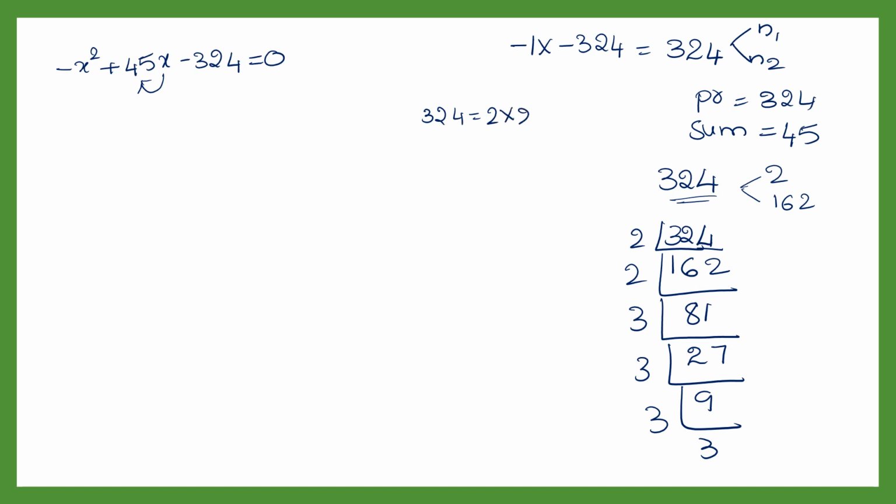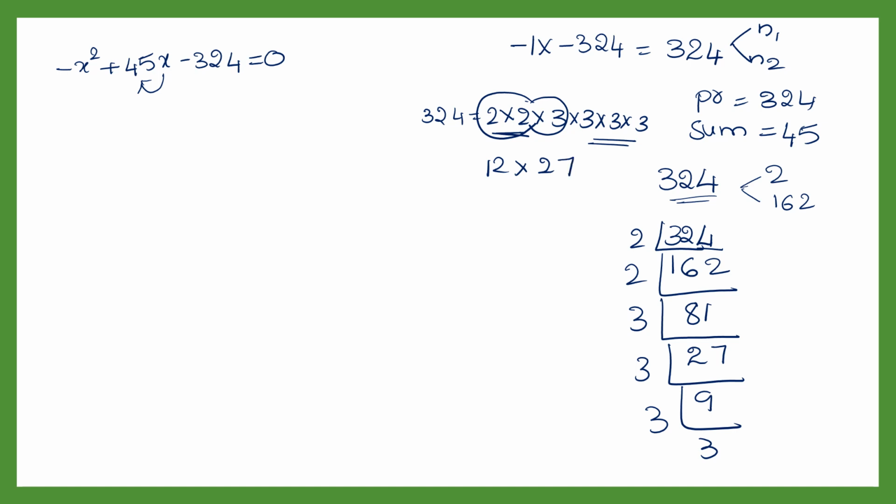2 into 2 into 3 into 4 3s you have. Now based on this, we will split. You take 4. 3 3s are 9, 9 3s are 27, 4 3s are 12. 12 into 2 2s are 4. Okay. 4 3s are 12. 12 into 3 3s are 9, 9 3s are 27. 27 into 12 is 324.